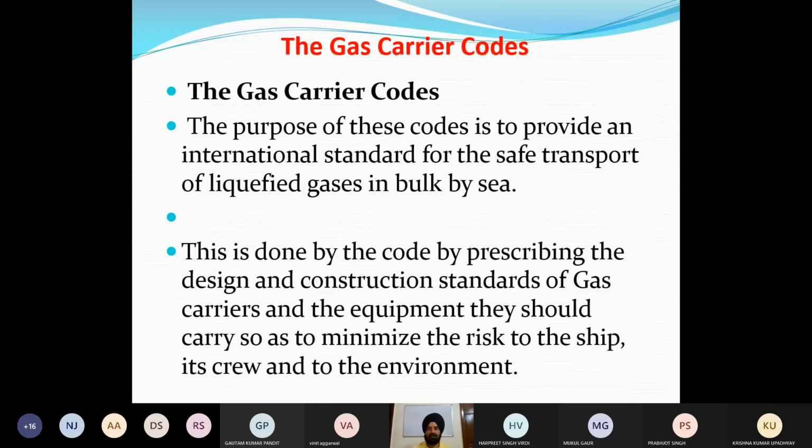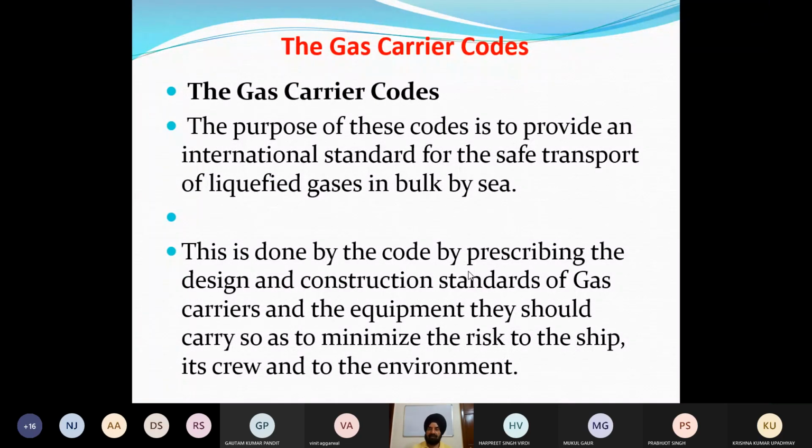Now carrier ports, of course we have seen the gases are carried from long time, and as soon as the ships come out, so IMO, the body, whosoever that time was there, they start thinking about the safety. So these gas carrier codes, basically any codes, they give you the entire information about the construction, equipment, procedures, what all to be followed. So purpose of these codes is to provide international standard for safe transport, and it is done by prescribing design, construction standards of the gas carriers and equipment they should carry, so as to minimize the risk. That is the whole idea.